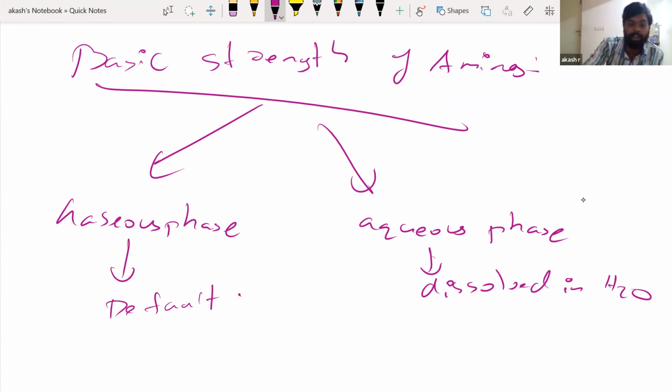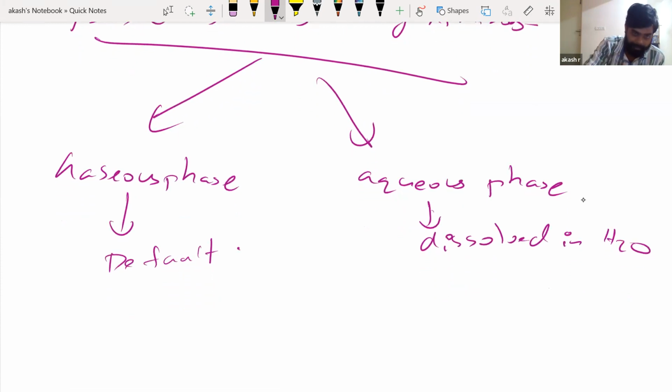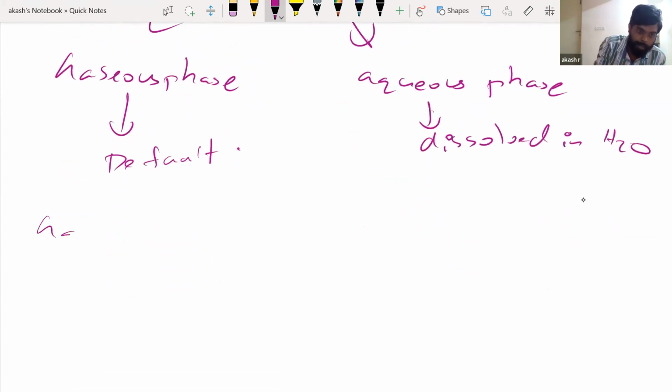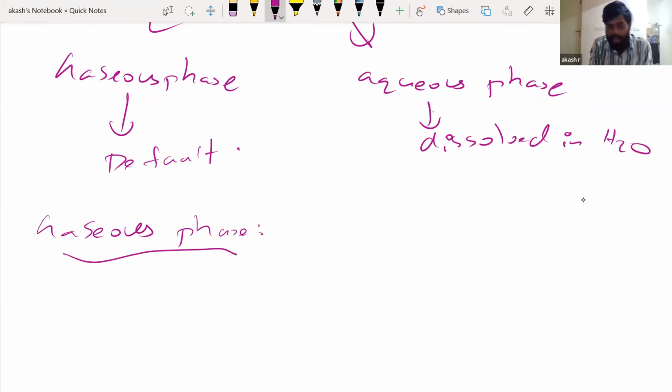Okay, fine. Now, what is going to be the criteria? First we'll talk about what happens in gaseous phase, then we'll move on to what happens in aqueous phase. Now in gaseous phase, it is all about donation of lone pair, is it not? Because a Lewis base is something which will be able to donate a lone pair.